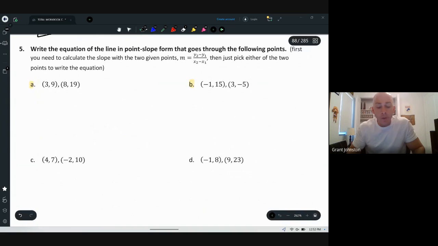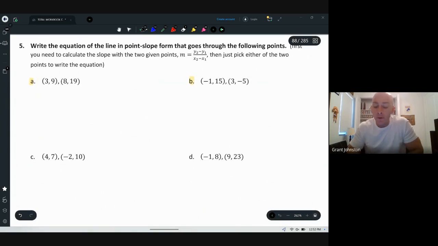Number 5 says, write the equation of a line in point slope form that goes through the following points. So it kind of gives you a hint here. First, you need to calculate the slope of the 2 given points, and then just pick either of the 2 points to write the equation. So again, it's called point slope form for a reason. We need a point and we need a slope. And it's nice on these ones because it actually gives us 2 points. So we're going to get to choose which point we use. But we need to find that slope first.